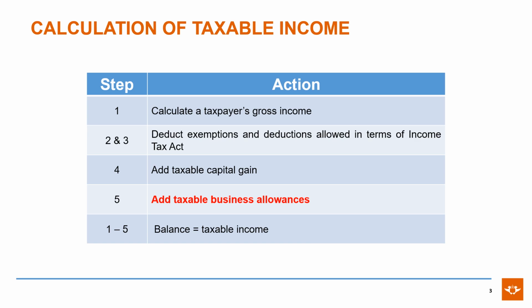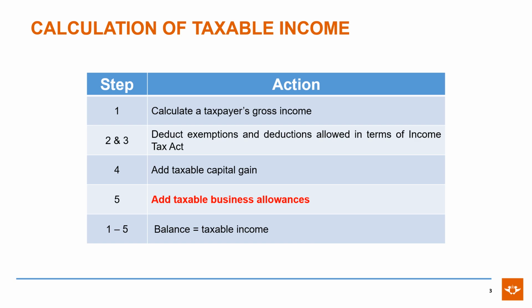Moving on with the taxable income framework. For now we will skip step 4, as CG2 will be covered in an upcoming unit. Step 5 is the adding of taxable business allowances provided to an employee by the employer.